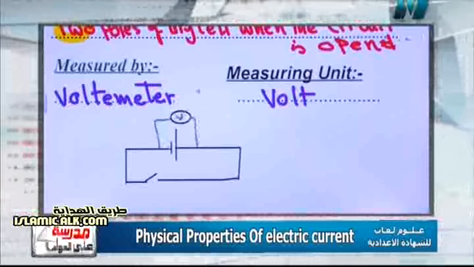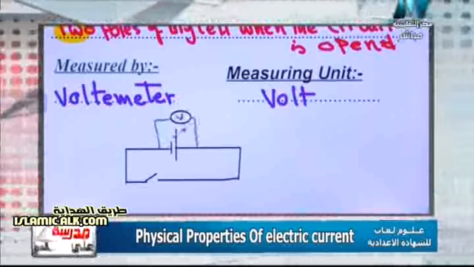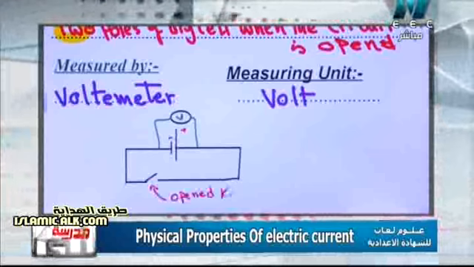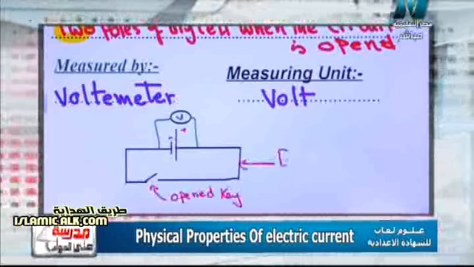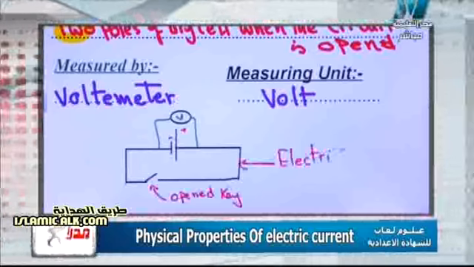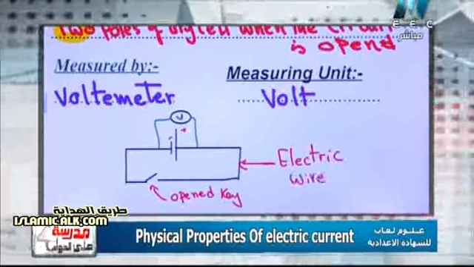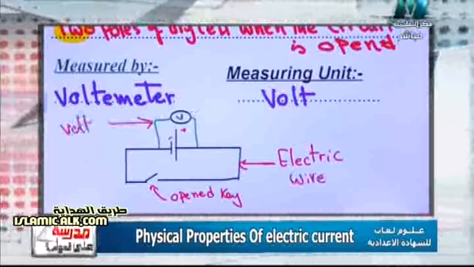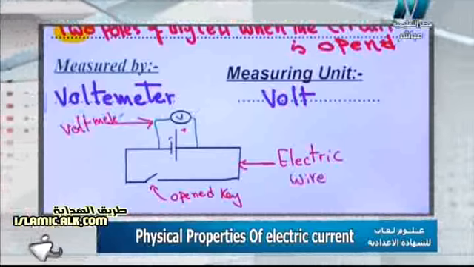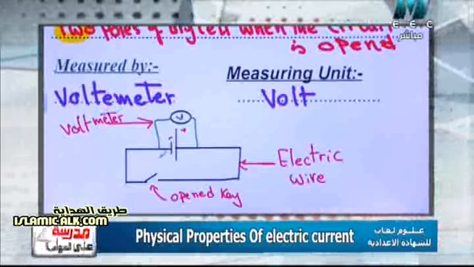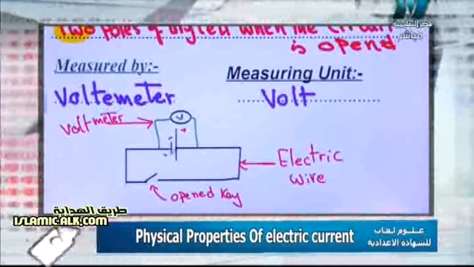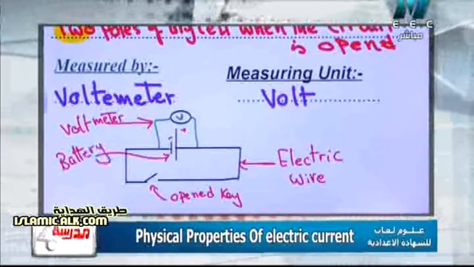V, and we have positive, negative. We have here an opened key or switch, and electric wire. Of course here we have the voltmeter, and here we have what? We have the voltmeter, and here we have what? We have the battery or electric source. Okay.